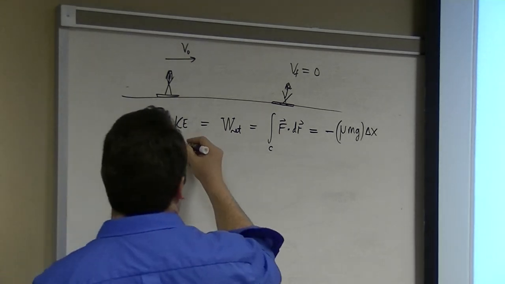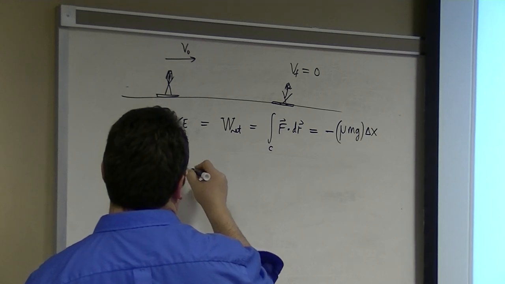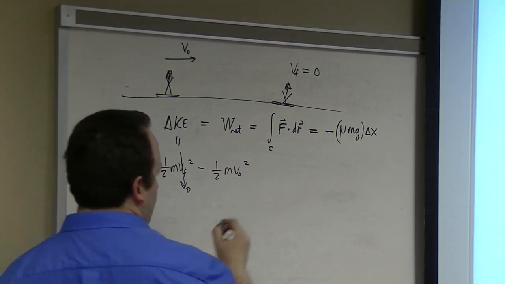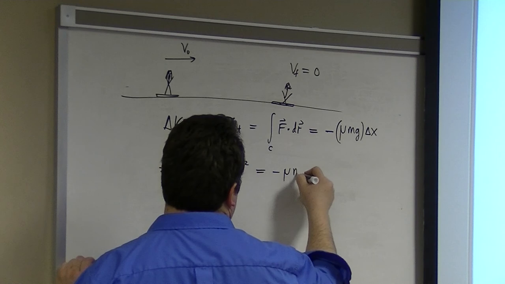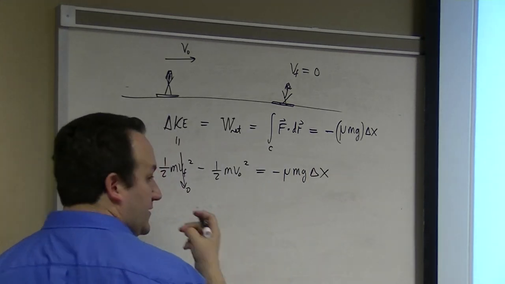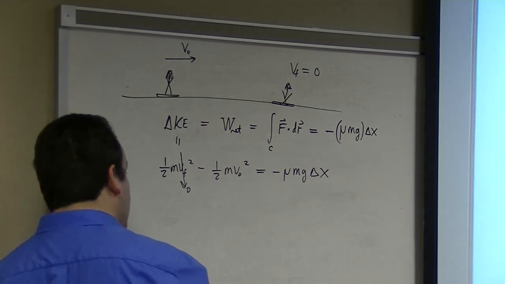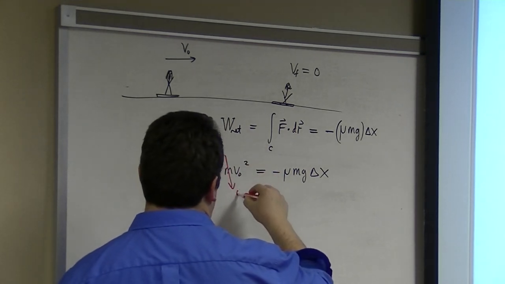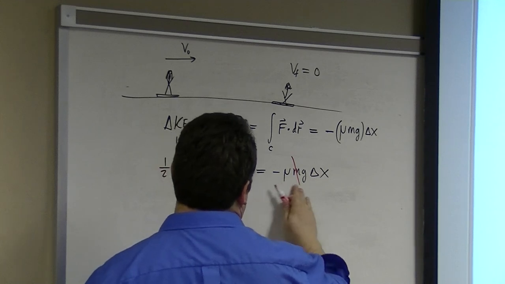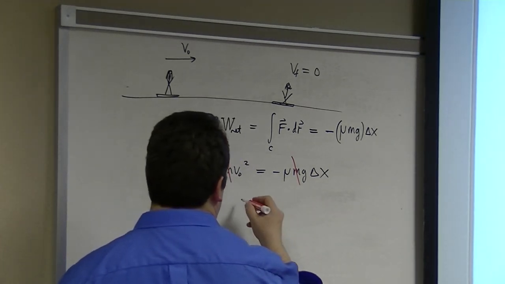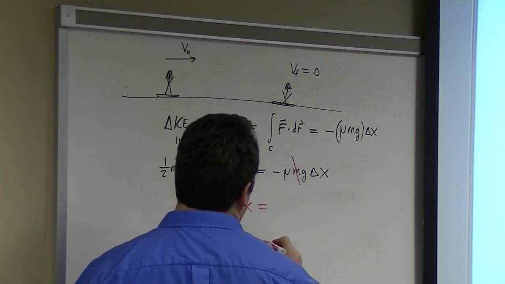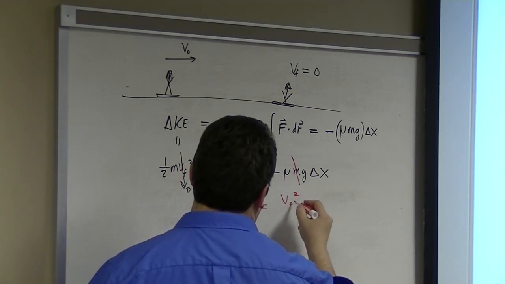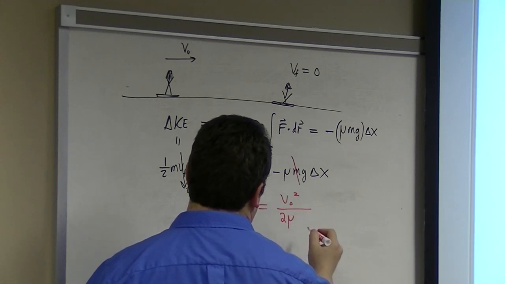Kinetic energy is what though? That's 1/2 m the final velocity squared minus 1/2 m the initial velocity squared. The final velocity is zero, right? And so we got minus 1/2 m v naught squared equals minus mu mg delta x. It was bothering me that they didn't give me her mass, but, oh, I guess you shouldn't ask a lady what her mass is. So anyway, it cancels, and delta x equals v naught squared divided by 2 times the coefficient of friction times g.